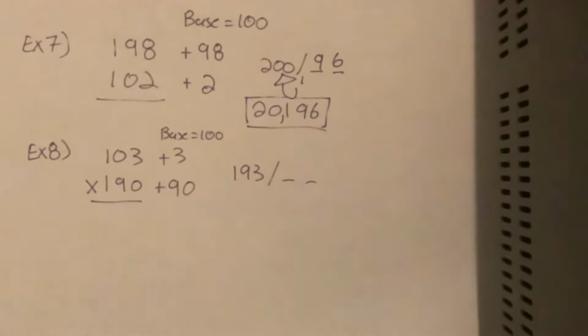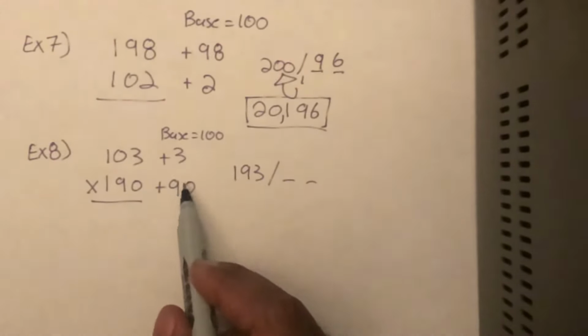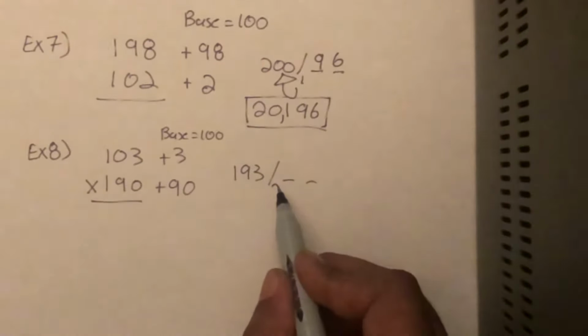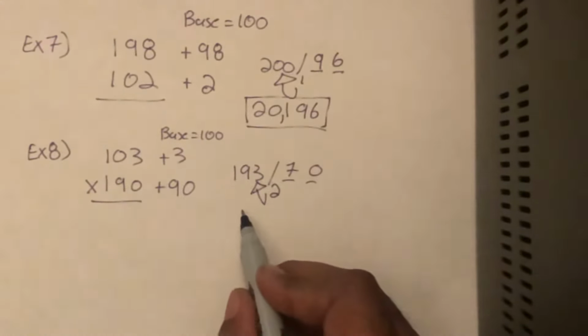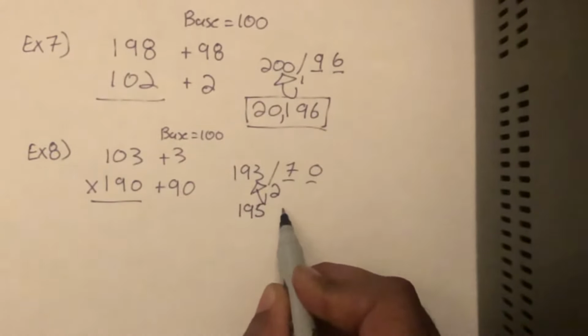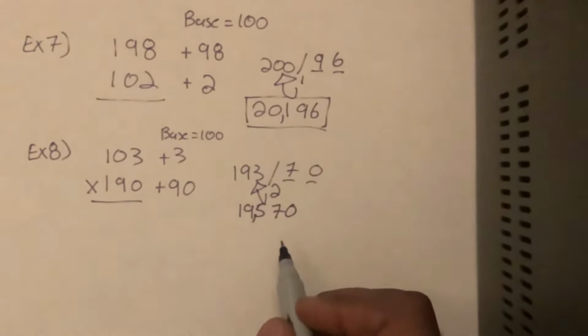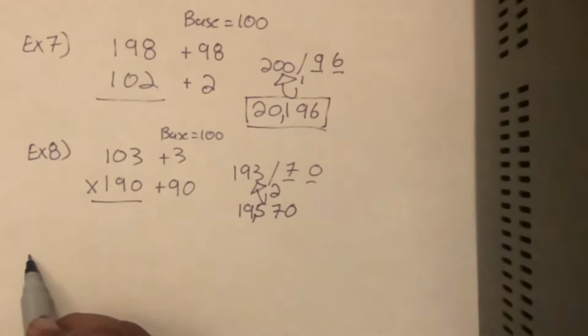Second part can only have 2 spaces. So 9 times 3 is 27. Add the 0, 270. So I have to write it like this. 270. Carry the 2 here. 193 plus 2 is 195. So 195. Then I'm going to write 70. 19,570. Let's do example 9 now.